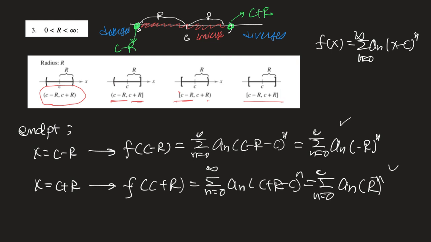So to find the interval of convergence, you have to check the endpoints manually. Okay, don't forget it. You have to check endpoints manually.